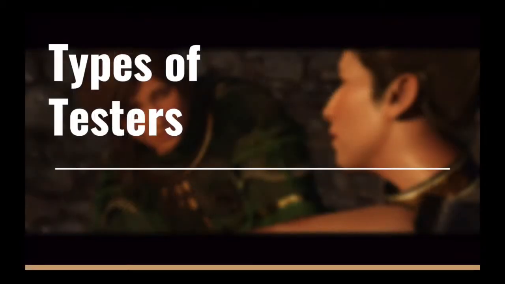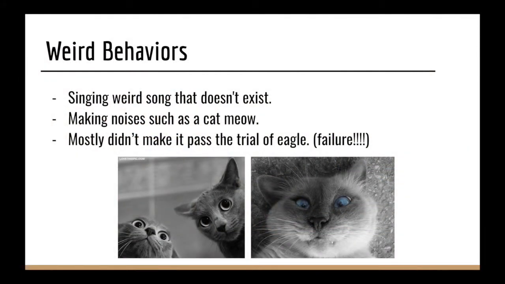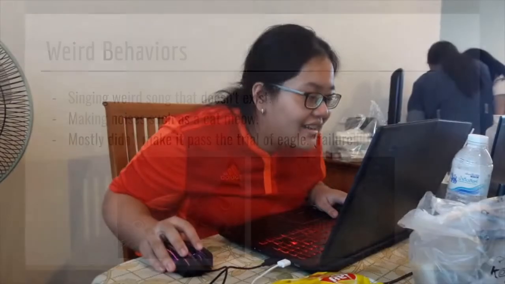Based on players' behavior during the test, we separated our testers into 4 groups. The first group is weird behaviors, because while they were playing the game, some of them sang weird songs that don't exist, or made noises such as a cat meowing, and mostly they didn't make it past the trial of the eagle. We analyzed that these players mostly have less concentration in playing the game, or keep making sounds or singing to make themselves more concentrated and to calm themselves down in order to continue playing the part.